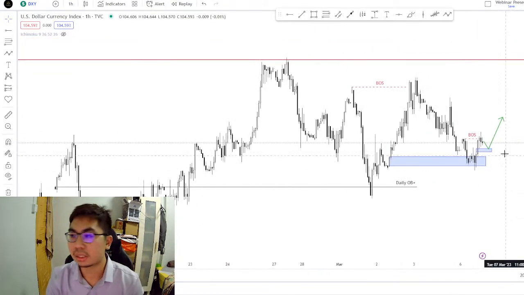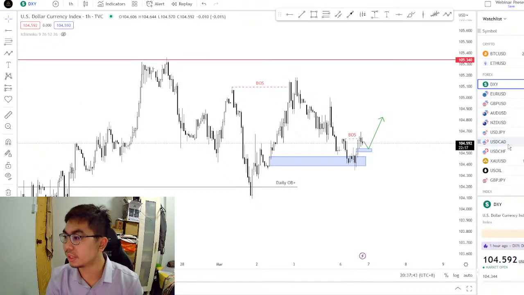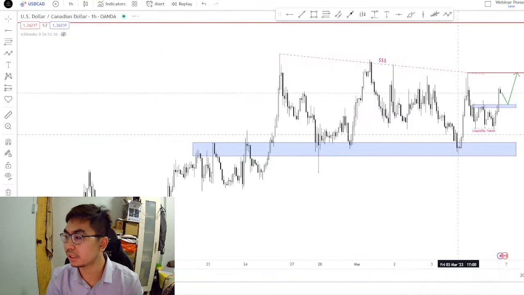Okay, dollar index, tab, USD CAD, looking for USD CAD, tapping this area, continue moving up.